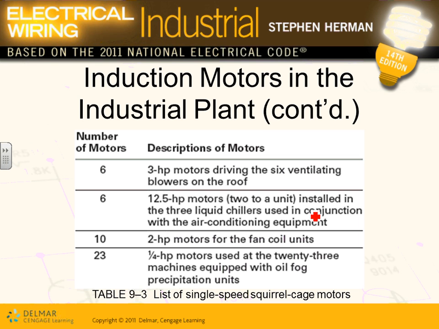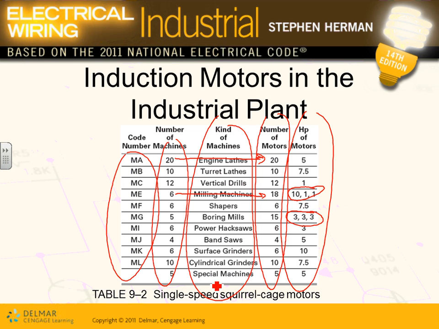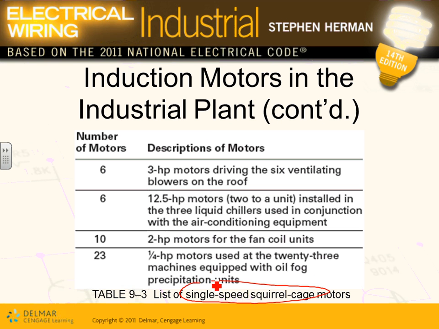So, the list of squirrel cage, single phase. These are the single phase ones that we do. And the first one, of course, all of these are single phase. I think these are 3-phase. Anyway, these are the list of the motors that we have in this plant, single phase and 3-phase.